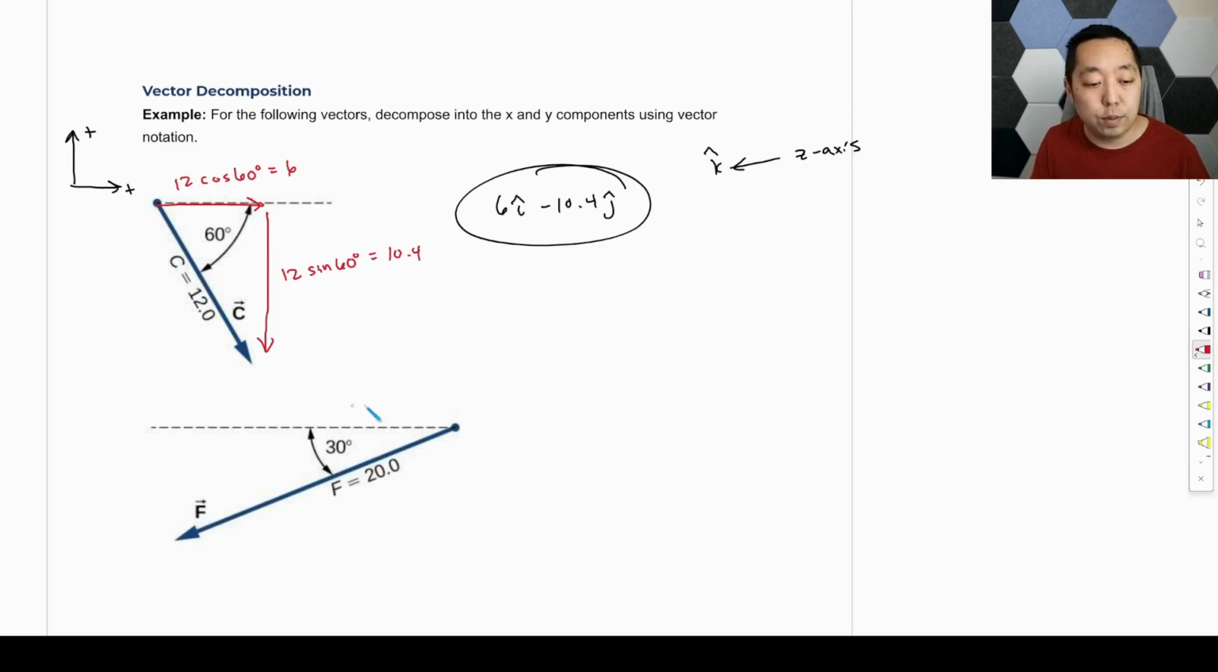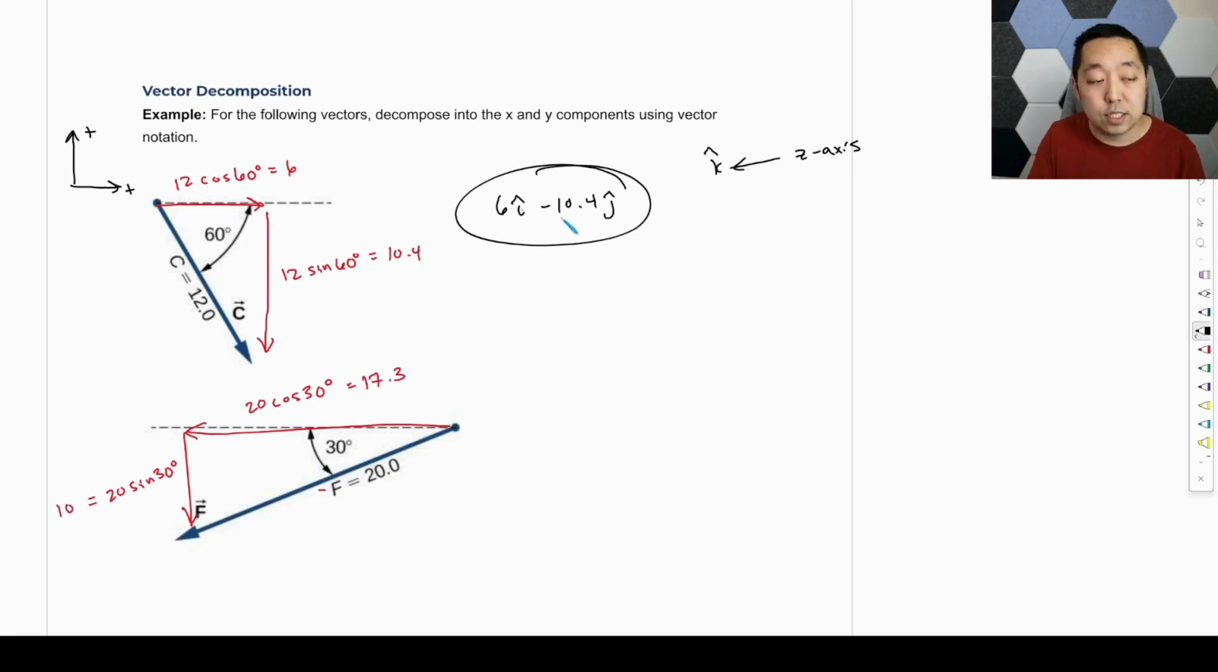Okay, so then if we look at this force, we're going to decompose it this way, right? This is the decomposition. This is going to be 20 cosine 30 degrees. The opposite side is going to be 20 sine 30 degrees. Right, and so this is going to be 20 cosine 30 degrees, and that's going to give you, using your calculator, 17.3. 20 sine is going to be 10.